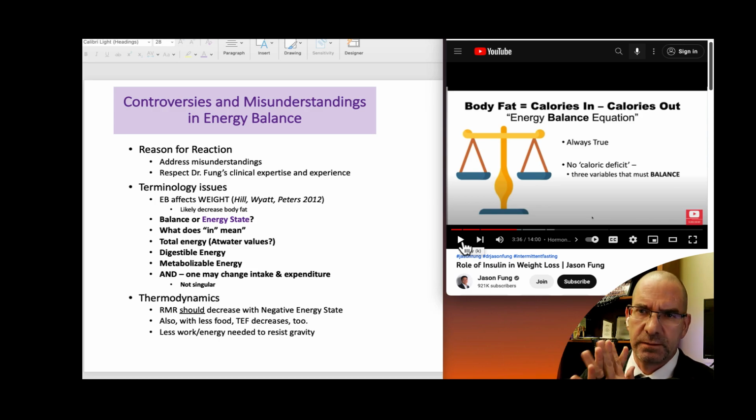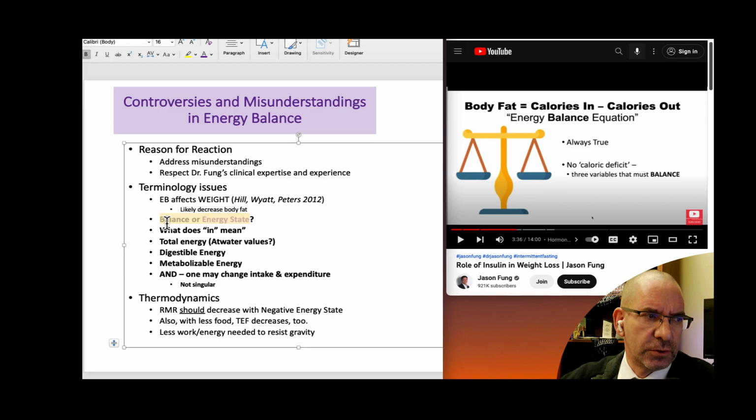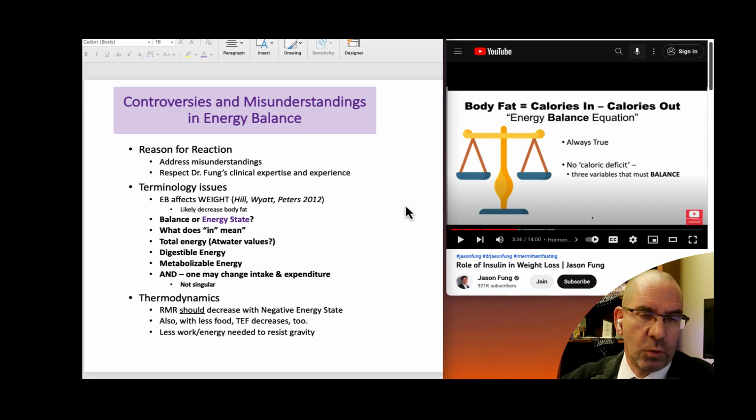This is a big issue that I have, and I had it when I started teaching energy balance here at K-State about 15 to 20 years ago. I have a problem with the term balance too, and a lot of people in the literature will use negative energy balance, and it's not balanced. My preference is to use the term negative energy state, positive energy state, or a balanced energy state. So it's positive, negative, or equal.